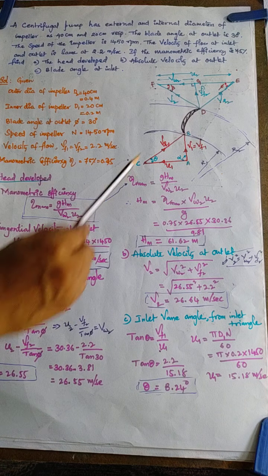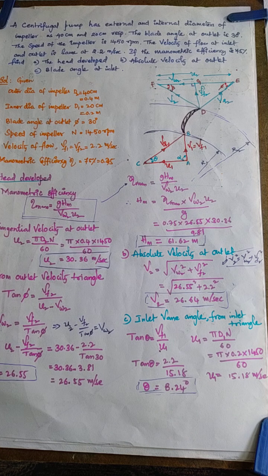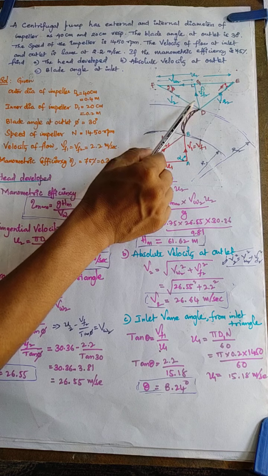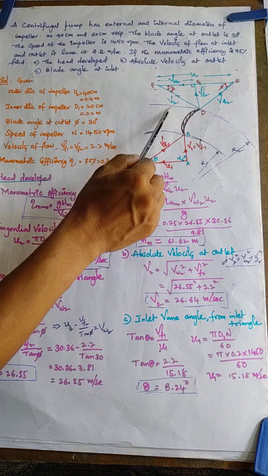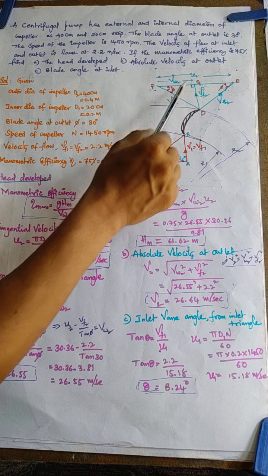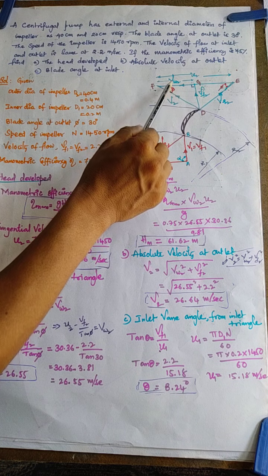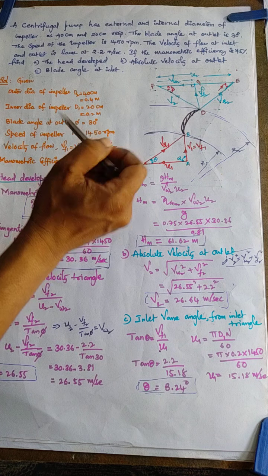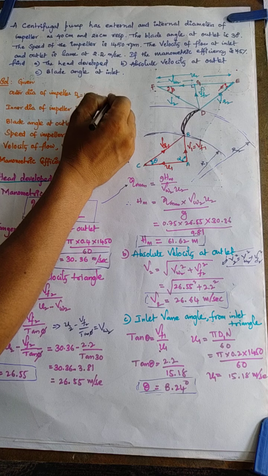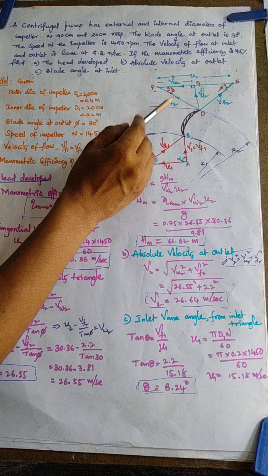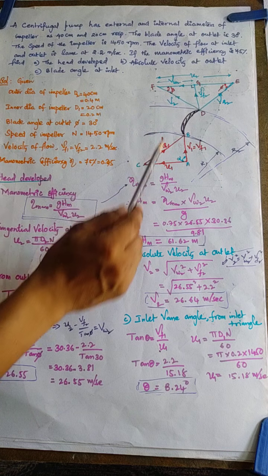Now come to the second one, the absolute velocity at outlet. You have to find the absolute velocity at outlet. For finding this value, just use the right angle triangle, where the hypotenuse square is equal to the sum of the squares of the other two sides. So V2 square is equal to Vw2 square plus Vf2 square, like H square is equal to a square plus b square.